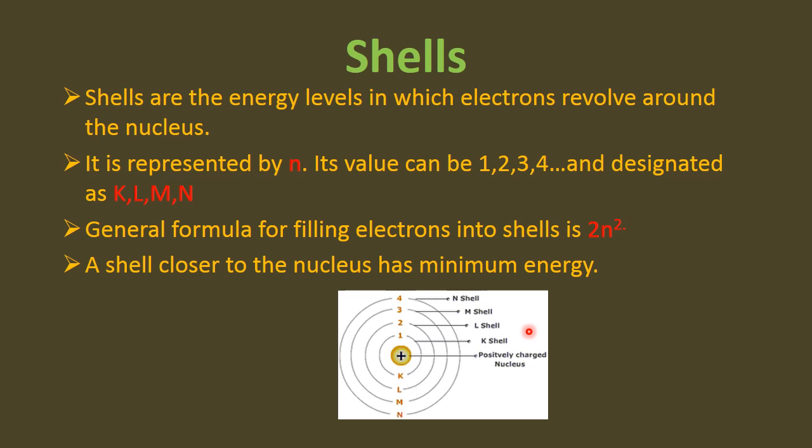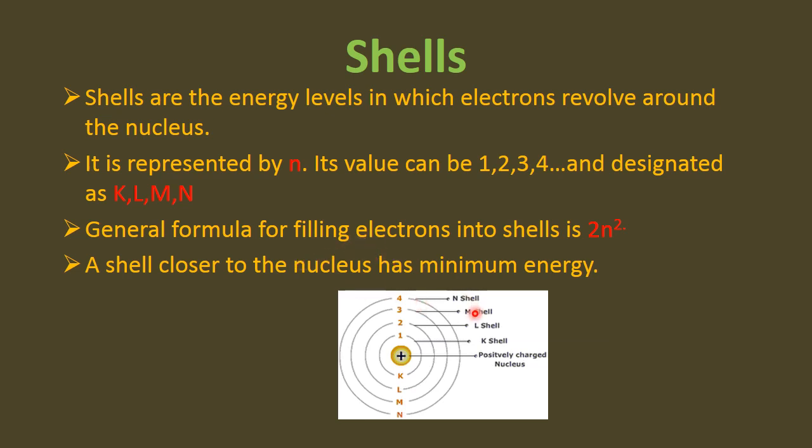With a very common example, like houses which have high budget rents are rented out with difficulty, while the houses with low rents will be rented out easily. In the same way, the shells with minimum energy will accommodate electrons easily, and the shells with higher energies will accommodate with difficulty.